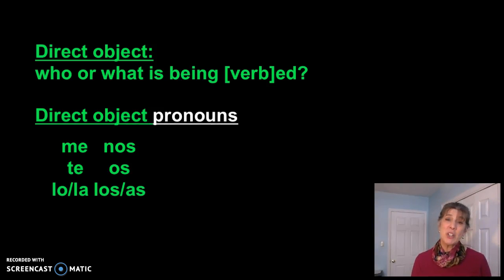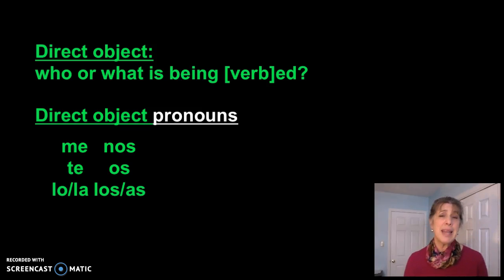In Spanish, we have a couple more choices for pronouns than we do in English. Me, te, lo, la, nos, os, los, las. So the me, te, nos, os people generally don't have problems with. The third person row, though, you're just going to look at what the direct object is and decide if it's masculine or feminine and singular or plural. That's all there is to it.